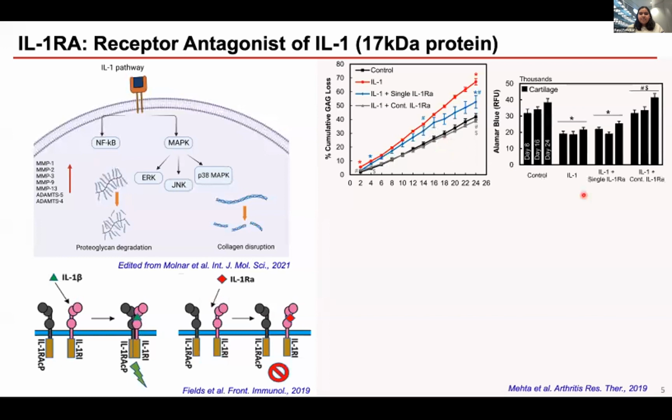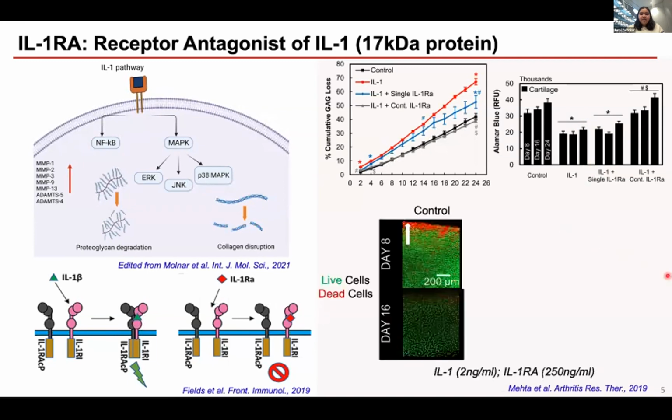Additionally, while a sustained dose was able to restore the cell metabolism and return the chondrocytes to control levels, a single dose was unable to restore the metabolic activity of the cells that had been decreased by the IL-1 treatment.